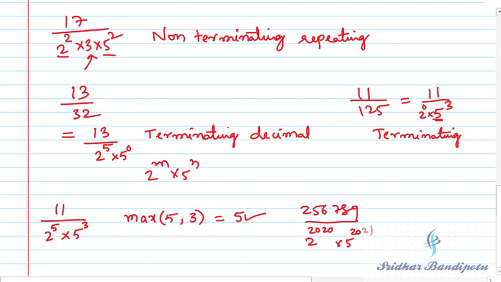Then after how many decimals it terminates? After 2021 decimals it terminates. Why? Because the maximum value of 2020 and 2021 is 2021. So we can say after 2021 decimals it terminates.